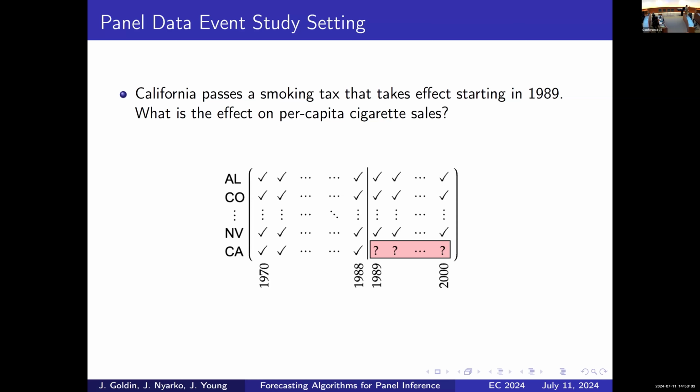What we can think about here is the states and the time periods on the Y and the X axis respectively. The check marks indicate the observed values in the absence of a tax, right? So no other state underwent a tax, but California did. Causal inference in the setting we'll be talking about today is the average treatment effect on the treated, and it amounts to imputing what would have happened in the absence of that tax, imputing that red box right there. After that, we would just take the difference of what we observe and what we impute, and that will be our causal estimate.